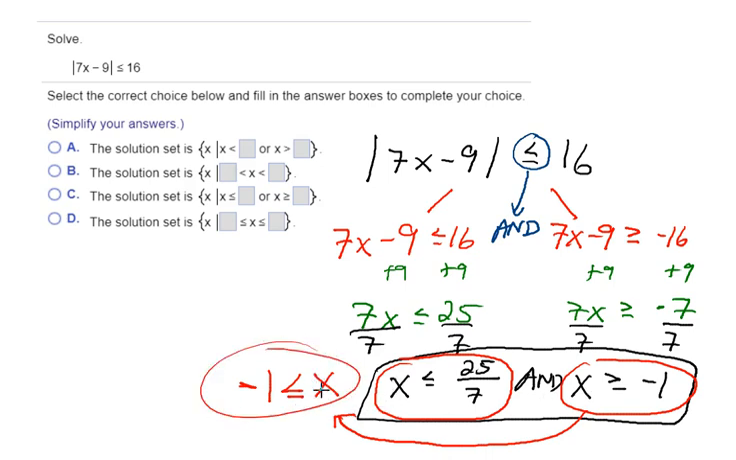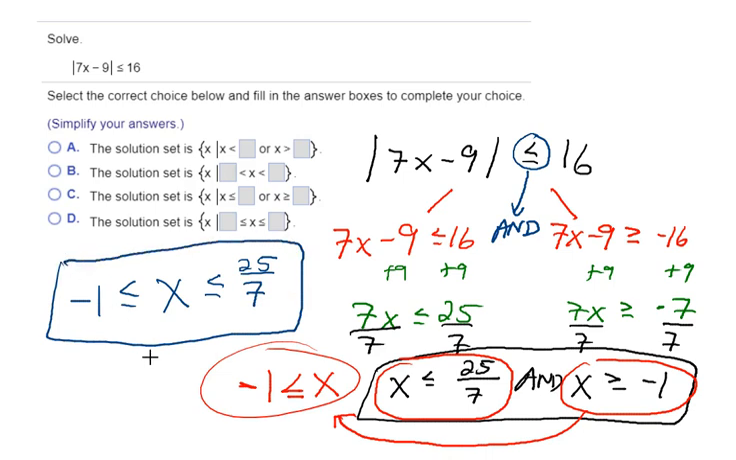And now I'm going to merge these two x's together. So my statement's going to look like this. I'll have just one x in the middle. We'll have this notation on the left-hand side, less than or equal to, with a negative 1 on the other side of that. And we'll have this notation on the right-hand side, less than or equal to, with a 25 over 7 on the other side of that. So this is what my final answer should look like. Because of the equals to, we should choose option D. We'll type negative 1 into the first box, 25 over 7 into the second box.